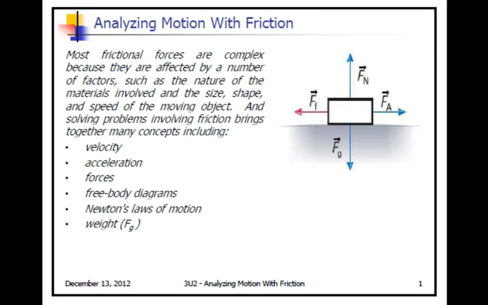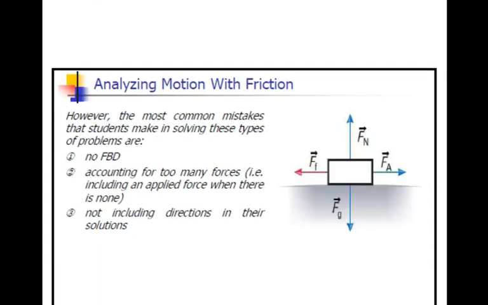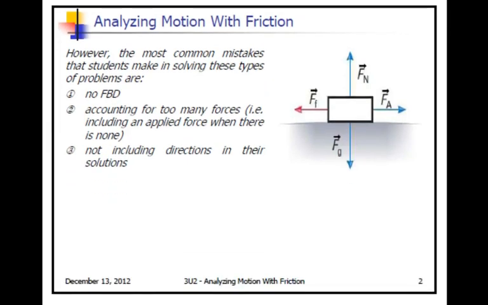Some problems involving friction bring together many concepts, including velocity, acceleration, forces, free body diagrams, Newton's laws of motion, and weight. However, when we're analyzing these, there are some common mistakes you can avoid. The first is to include a free body diagram. Failure to include a free body diagram sometimes causes students to misinterpret some of the forces that are involved and not include all of them.